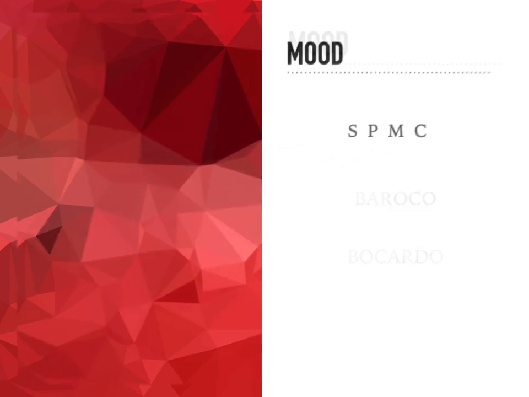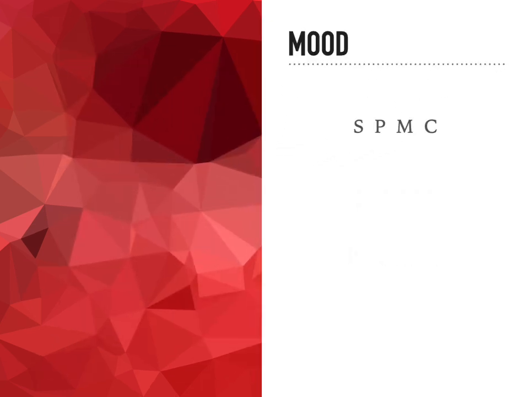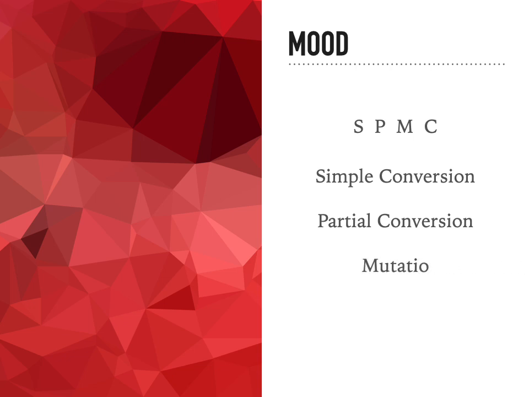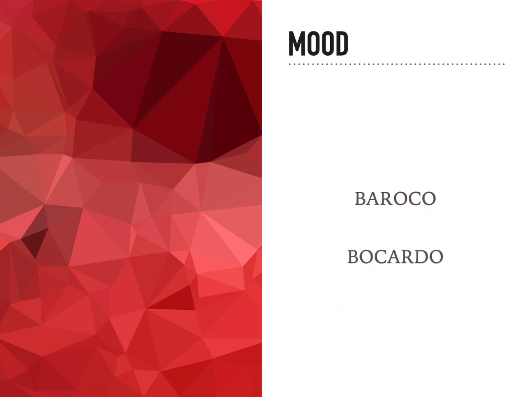So you might remember from last time, there are the four ways of doing reductions, S, P, M, and C. There's a simple conversion, partial conversion, mutatio, and contradiction. Contradiction is the one that we didn't talk about. That's the C. And contradiction is how we do indirect reduction. You'll notice that's the consonant that's in both Baroco and Bocardo, because we need to do indirect reduction for these moods. We need to use contradictions.